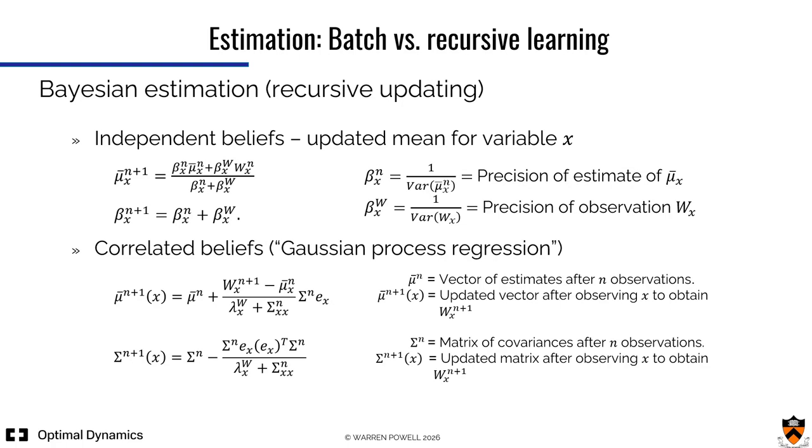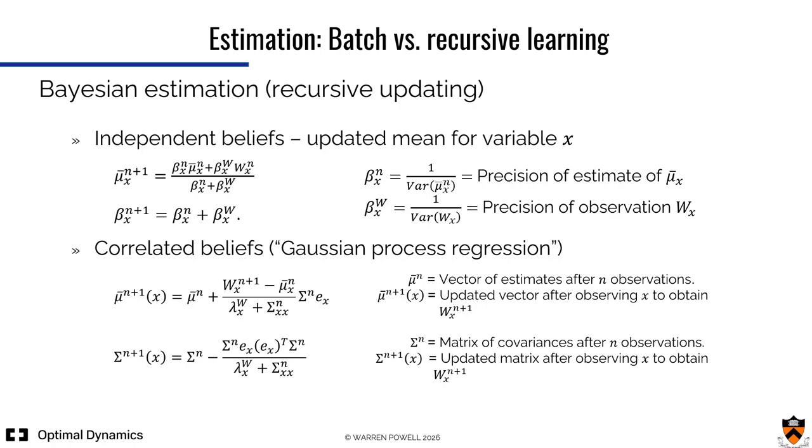Bayesian estimation. If you have independent beliefs, if you have an observation W, beta here is the precision of the observation, which is 1 over the variance. So I have beta superscript capital W, that's the precision of observations, if I have noisy observations. And then beta n sub x is the precision of the estimate mu bar. So mu bar is my average. The average is a random variable. It has a variance. Take 1 over the variance, it's the precision. When you work in terms of precisions, the updating formulas are just really nice and elegant. Notice how the precision of the estimate always gets bigger, and it gets bigger by the amount beta W.